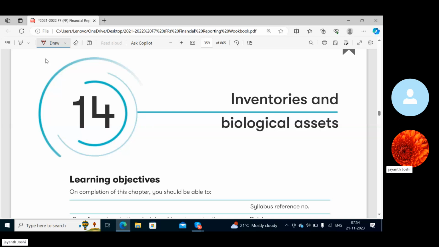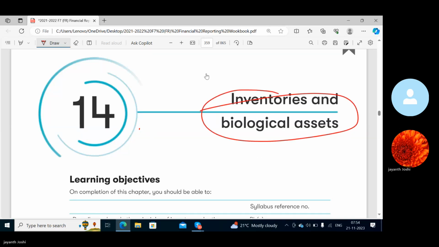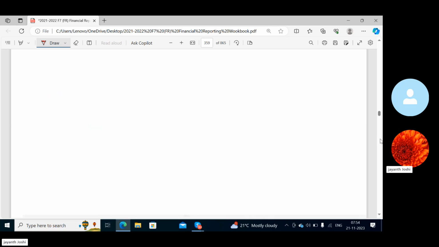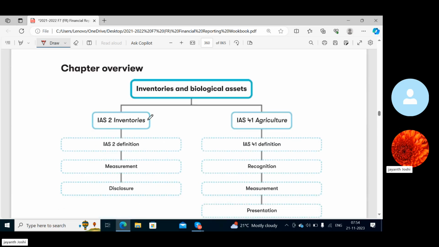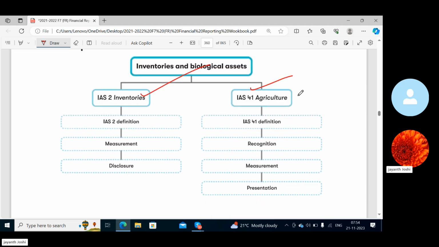So today's topic is inventory and biological assets. International Accounting Standard 2 deals with inventory. As you know, we are studying two standards here, IAS 2 and IAS 41. We will see the definition of IAS 2.